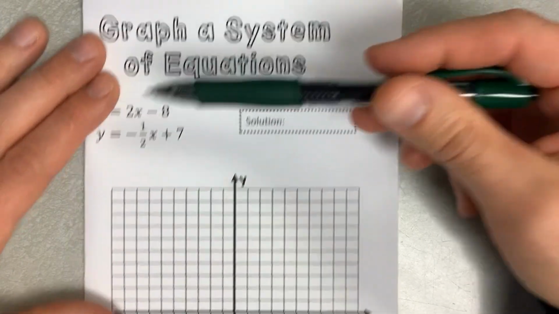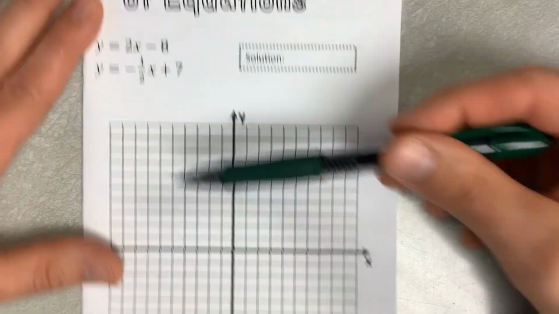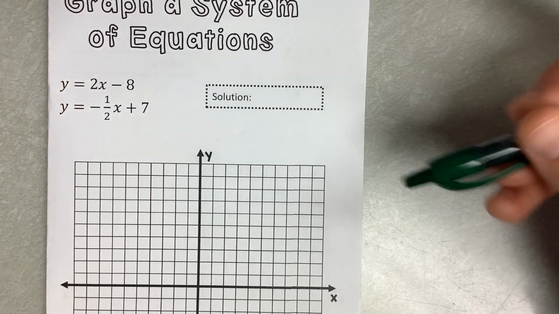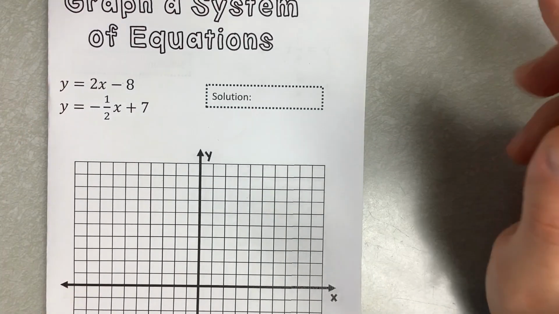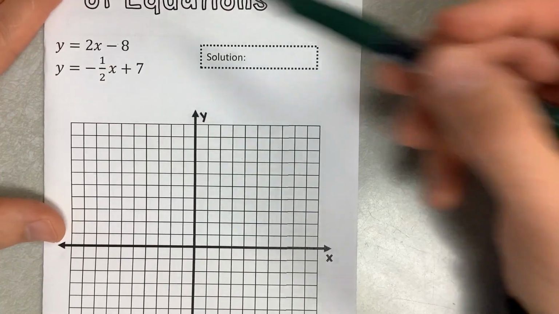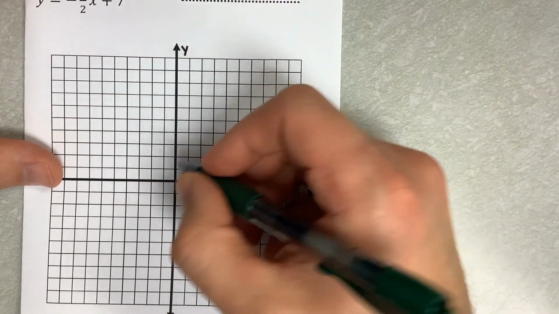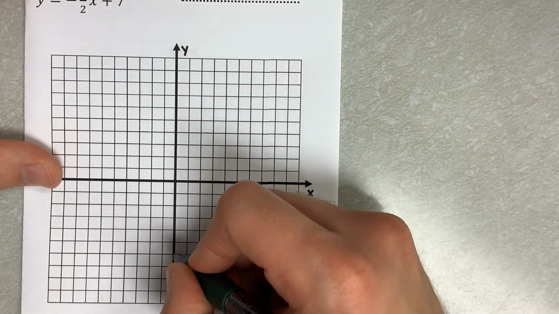First things first, we are going to graph both of these equations on the same graph, and then we're going to interpret the data and see what happens. So let's just do it. I'm gonna graph the first line. I got -8 on the y. 1, 2, 3, 4, 5, 6, 7, 8.